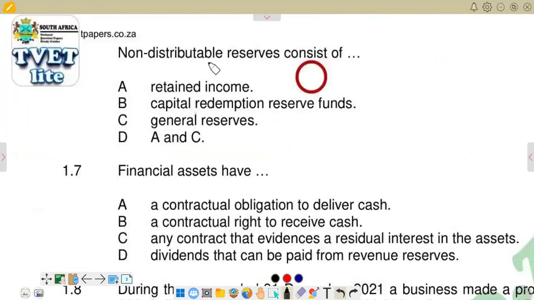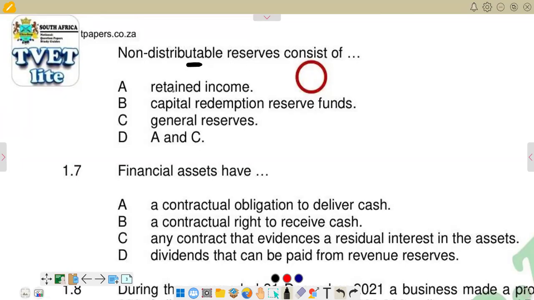Up to 1.6, saying non-distributable reserves consist of. So first of all, let's try to understand what we mean by non-distributable reserves. Non-distributable reserves basically indicate profit available for the business that is not available to pay as dividends to shareholders. So we've got any profits that we cannot allocate to the payment of dividends to shareholders. Remember, dividends are rewards that are given to shareholders as holders of the company. If we cannot distribute those parts of profits to shareholders as dividends, those are non-distributable reserves.